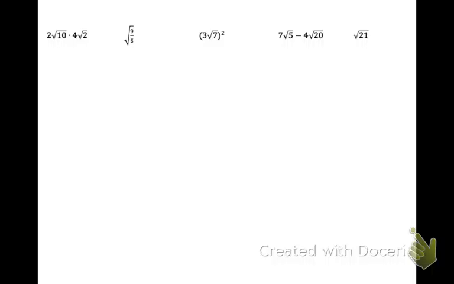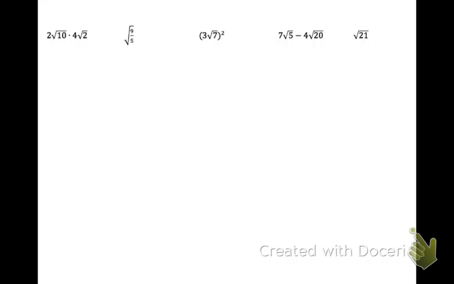Algebra 1, Unit 8B Study Guide, Simplifying Radicals, the second row of problems. So the problem 2 times the square root of 10 times 4 times the square root of 2, I just multiply the things that are alike together.